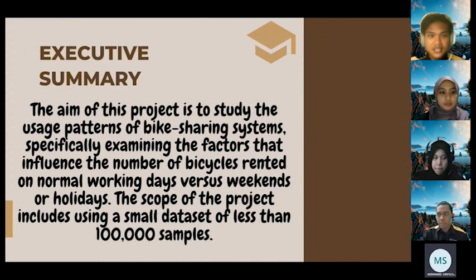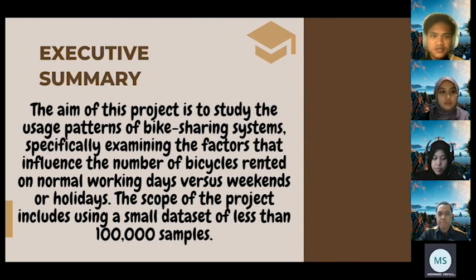For the first, the executive summary. The aim of this project is to study the usage pattern of bike sharing system, especially examining the factors that influence the number of bicycles rented on normal working days versus weekends or holidays. The scope of the project includes using a small data set of less than 1,000 samples.